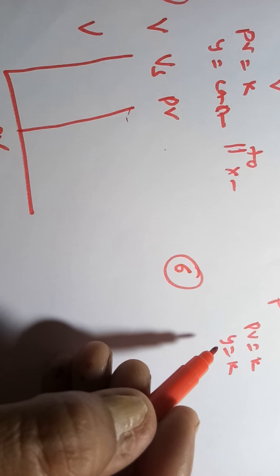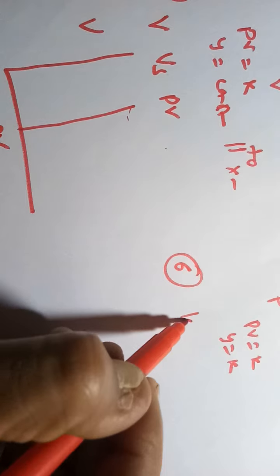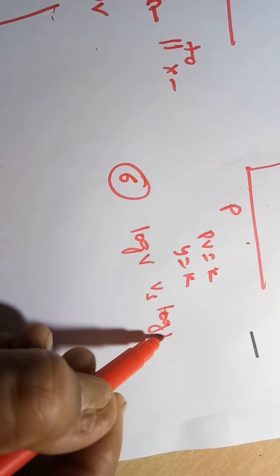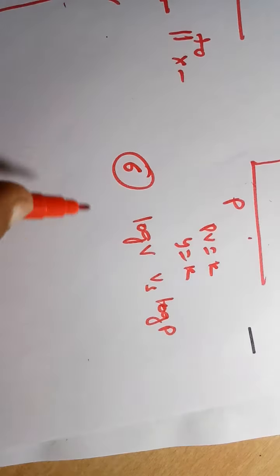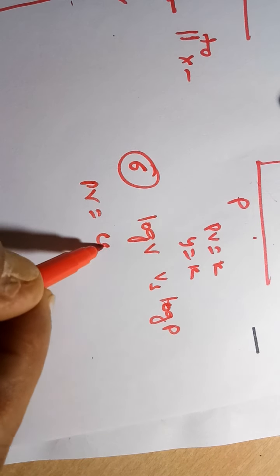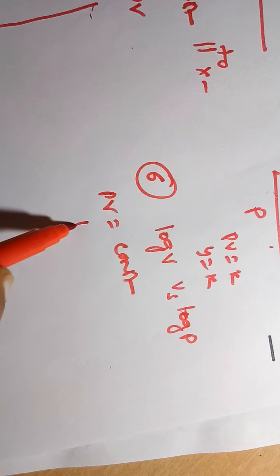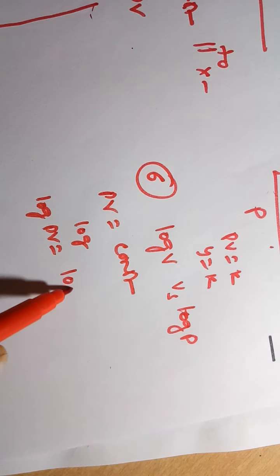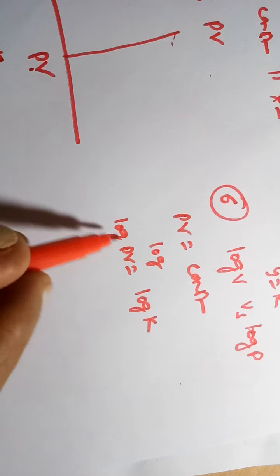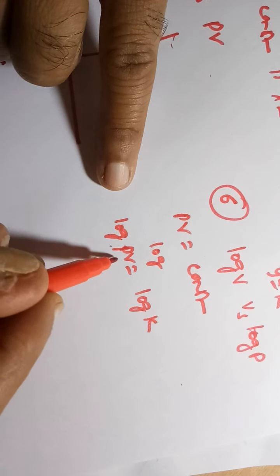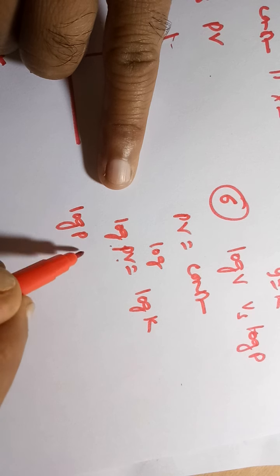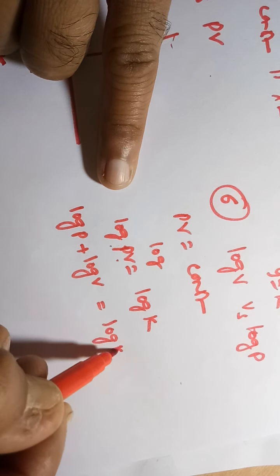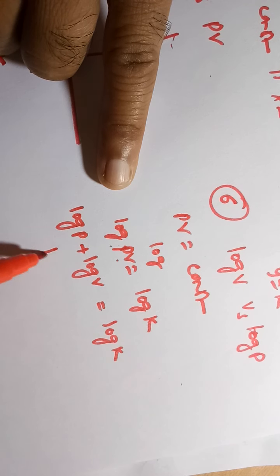Next, let me take log V versus log P. First we develop a relation. We have PV is equal to constant. Taking logarithm on both sides, I will get log PV is equal to log K. Log AB is equal to log A plus log B, so we can write log P plus log V is equal to log K.